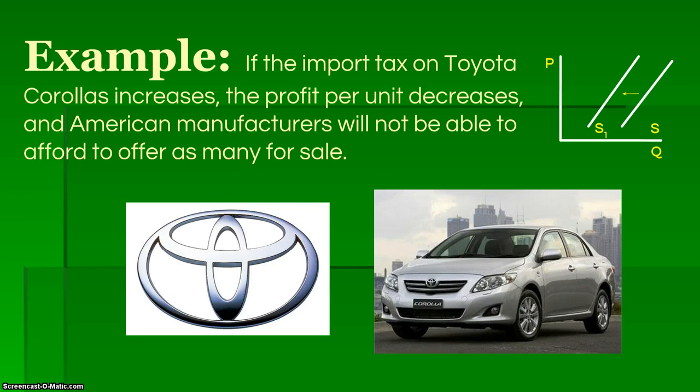Let's say you own a car dealership and you sell Toyota Corollas, and the import tax on Toyota Corollas increases, and Toyota Corollas are not manufactured in the United States. So as you bring them into the country to sell them from your car dealership, you have to pay a tax now, a higher tax than before. That increases your cost of production, which is going to decrease your profit per unit of output. When your profit per unit of output decreases, supply decreases or shifts to the left.